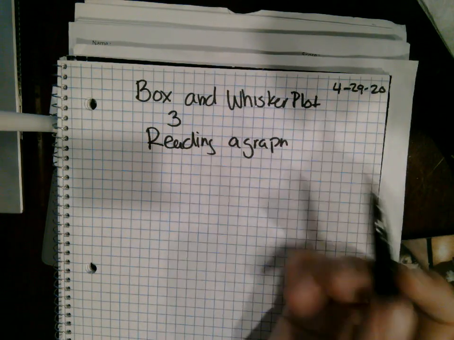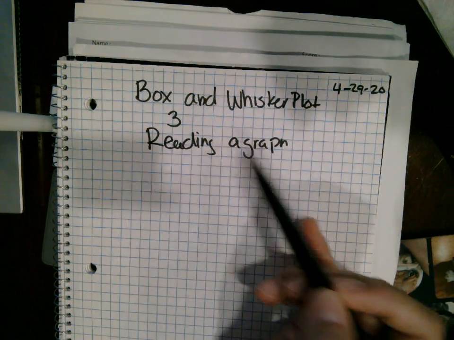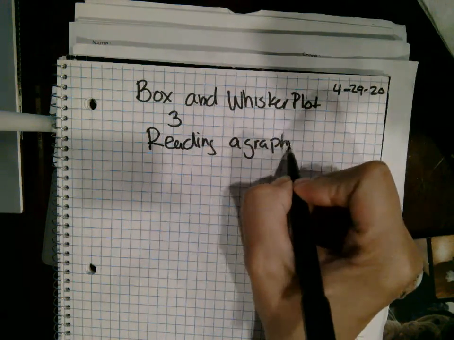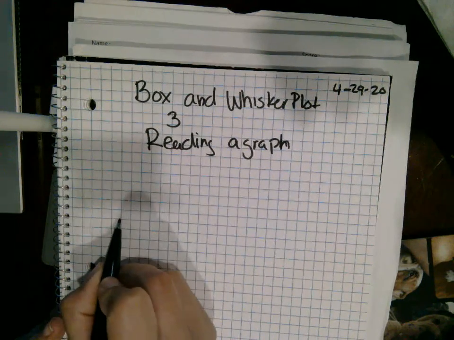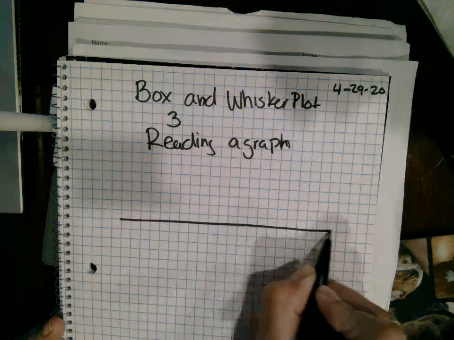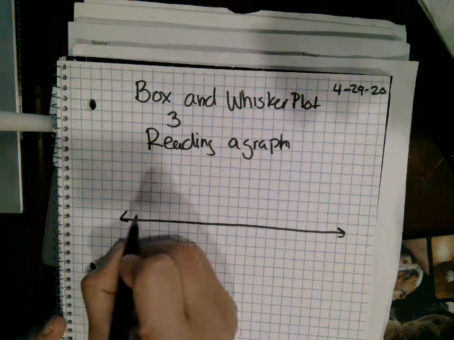All right, everybody. Today we're going to do day 3 of Box and Whisker Plot, reading a graph. So we're going to start off with a given graph and then we're going to break it down. So I'm just going to draw a number line. So please draw this one.